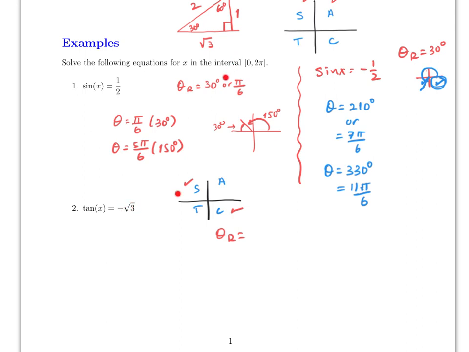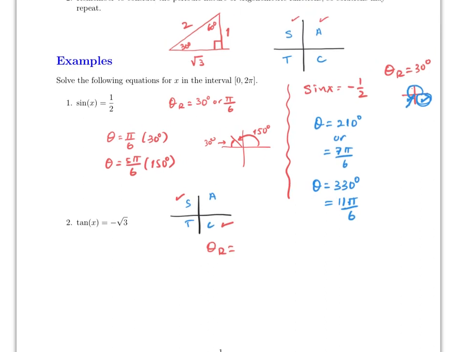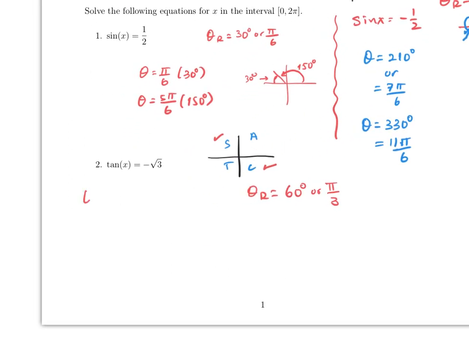And if you look again at the special triangle, which we have here, notice that tangent of 60 degrees will be radical 3 over 1. So therefore the reference angle is 60 degrees or pi over 3. So therefore the first angle, and this will also show you that even though you need a reference angle to find all the solutions, the reference angle is not necessarily one of the solutions.